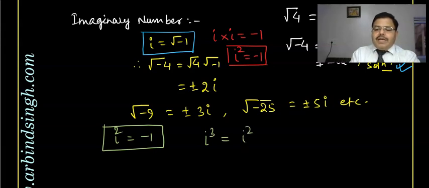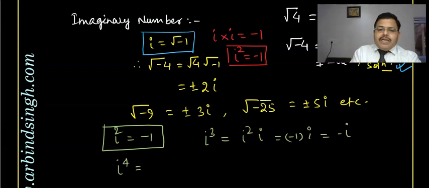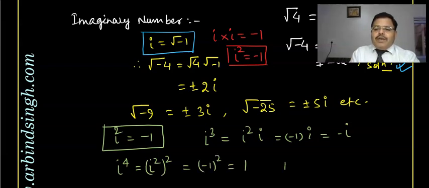Iota cubed can be written as iota squared into iota, and iota squared is minus 1, so that would be minus iota. Similarly, if someone wants to write iota to the power 4, then that can be written as iota squared whole squared. So, that is minus 1 whole squared, which is 1.